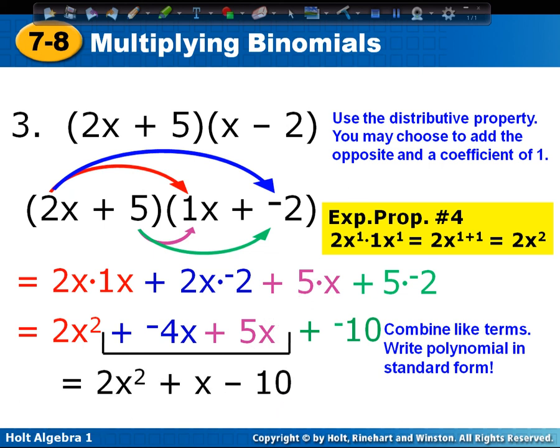So we're going to say 2x squared plus either 1x or just x, and then we're going to change the plus negative 10 back to a minus 10. Please make sure that you have all of that written down, with your final answer being 2x squared plus x minus 10.